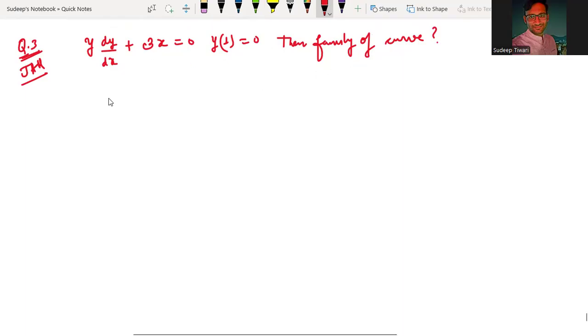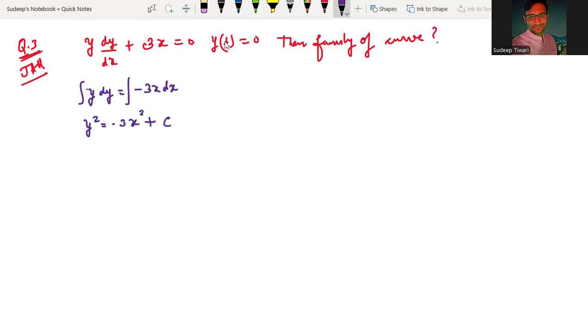Okay, so this we have to solve. So we'll simply solve it. How to solve this particular differential equation? So this will be y dy is equal to minus 3x dx, and integrating on both sides you'll simply get y square is equal to minus 3x square plus some constant of integration. And at x equal to 1, y is 0, so it implies c is equal to 3.